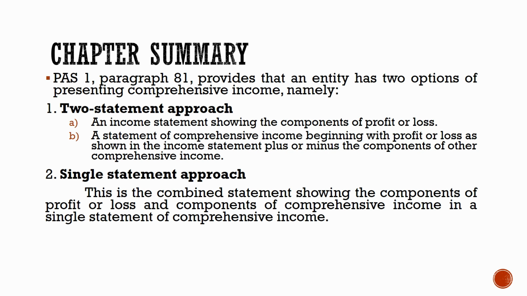Under PAS 1, paragraph 81 provides that an entity has two options of presenting comprehensive income, namely two-statement approach and single-statement approach. Two-statement approach is an income statement showing the components of profit or loss. Also, it is a statement of comprehensive income beginning with profit or loss as shown in the income statement plus or minus the components of the other comprehensive income. Single statement approach is the combined statement showing the components of profit or loss and components of comprehensive income in a single statement of comprehensive income.